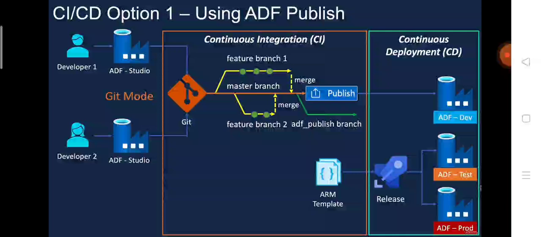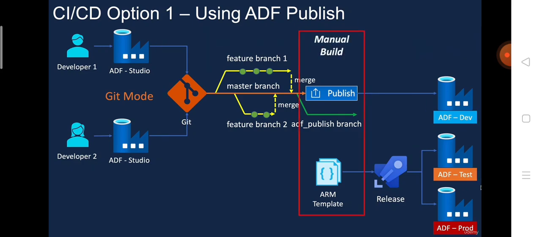Welcome back. Now that we've completed implementing continuous integration and continuous delivery using option 1 of our solution, let's quickly look at the part of the solution that we couldn't automate in option 1 and rectify that in option 2. As you know, the manual step in the solution was in the build stage. Once the pull request was completed, we always had to go back to the data factory and click on the publish button to generate the ARM template.